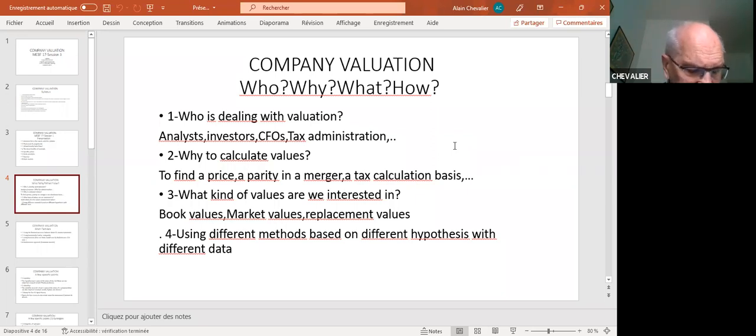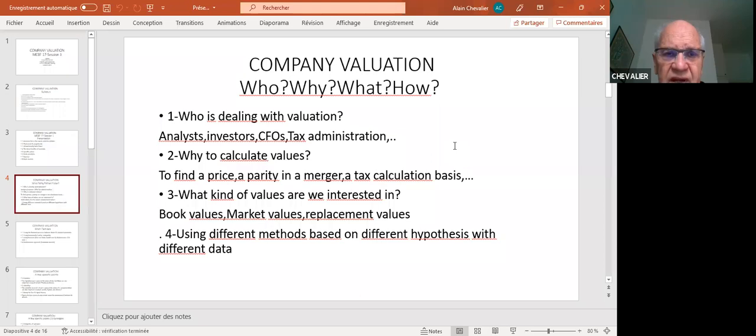particularly when you have taxes on the transmission of companies between generations, are interested in high values. So many different players in different situations are interested in valuations, and very often they like high value firms.